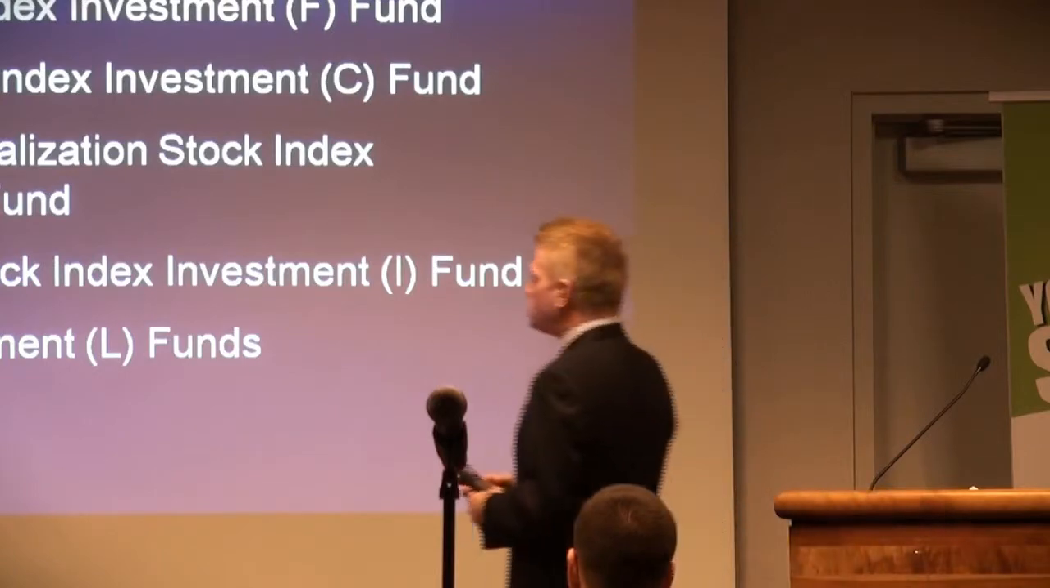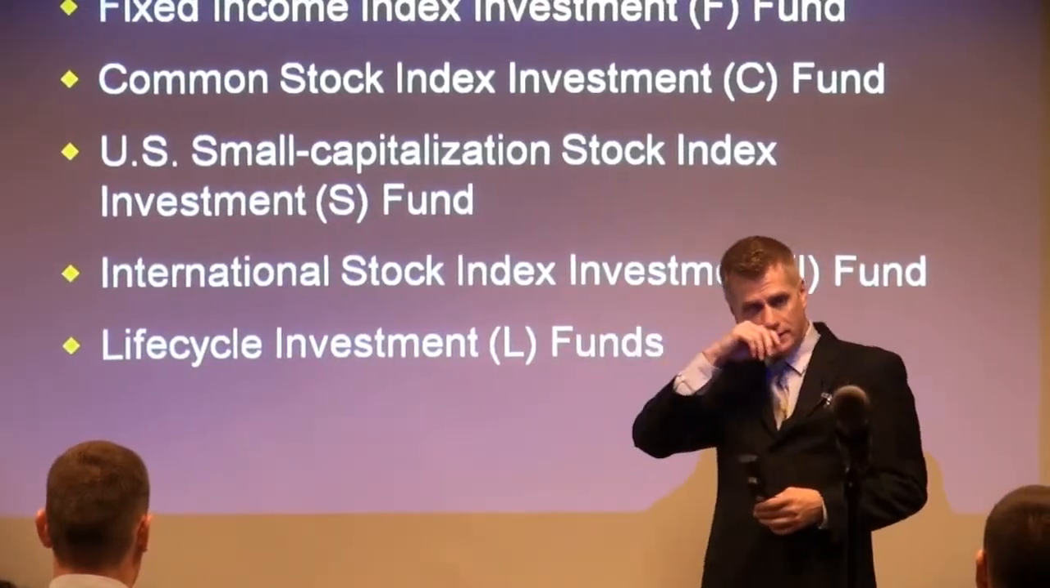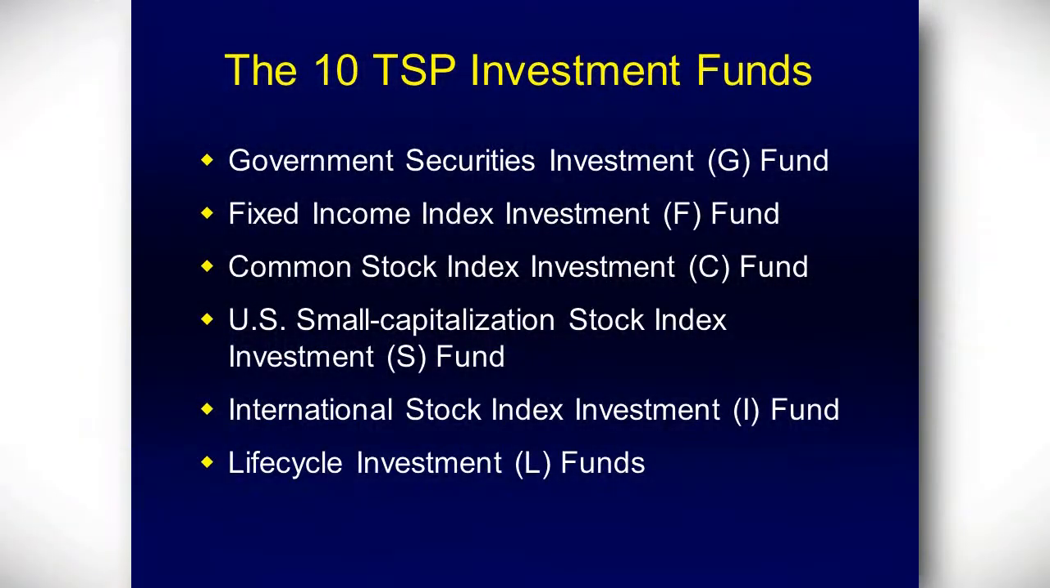Okay, now the funds that you can invest in, none of this is going to change, and this will stay. This will be the same, like I said, for your Roth elections that you make. The money will flow the same way, so you're utilizing the same 10 potential funds. You have 5 individual funds and 5 life cycle funds. The 5 individual funds are the G fund, the F fund, the C fund, the S fund, and the I fund. You have a bond fund in that F fund, and then you have 3 stock funds.